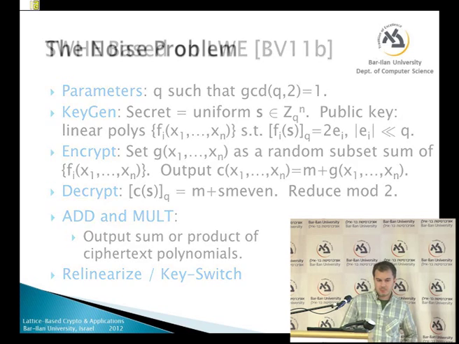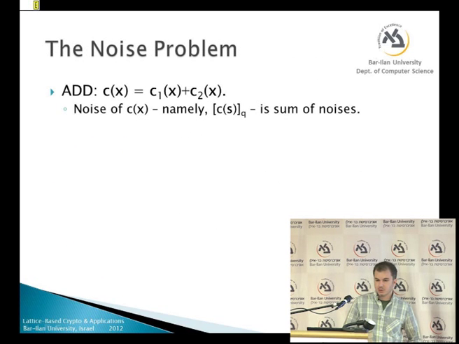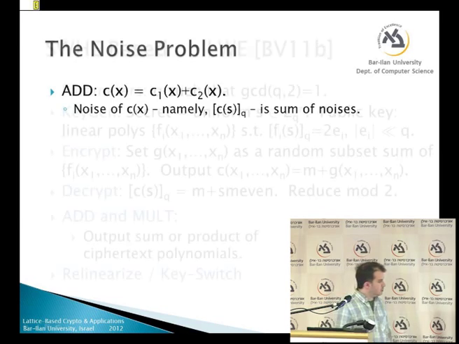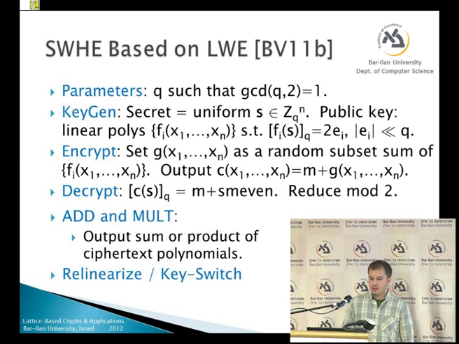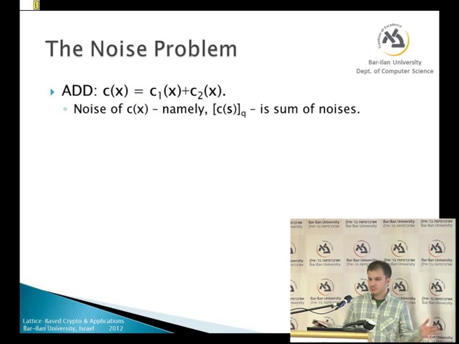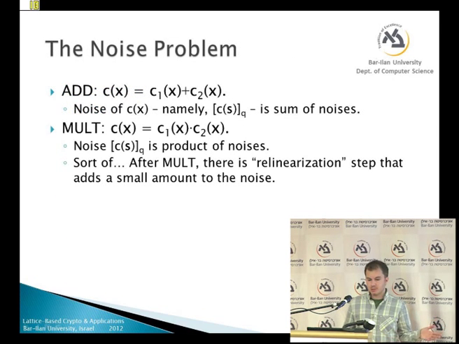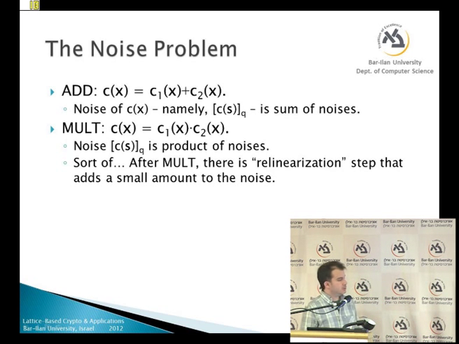So we have this problem with the noise increasing inside the ciphertext. What do I mean by the noise? The noise of a ciphertext polynomial is basically what it evaluates to modulo q. We want that to be small, because when we decrypt, a valid ciphertext should decrypt to m plus something small and even. But when we add and multiply, that thing that it evaluates to modulo q increases. When we add two ciphertexts, the noise basically doubles. And when we multiply two ciphertexts, it basically squares.